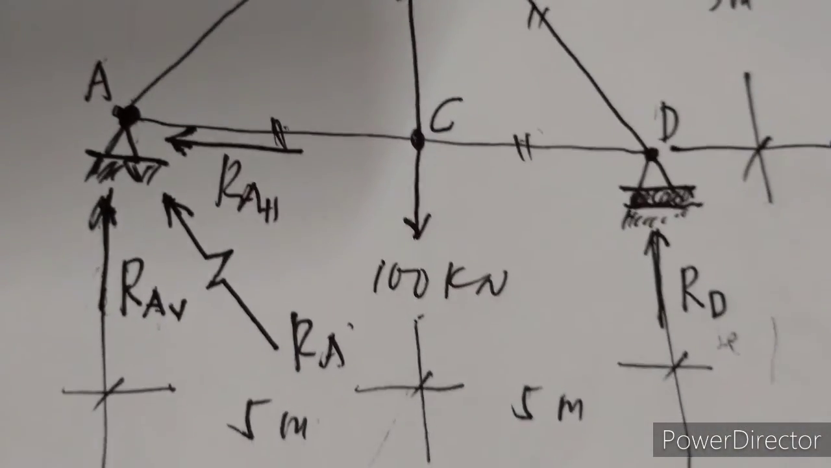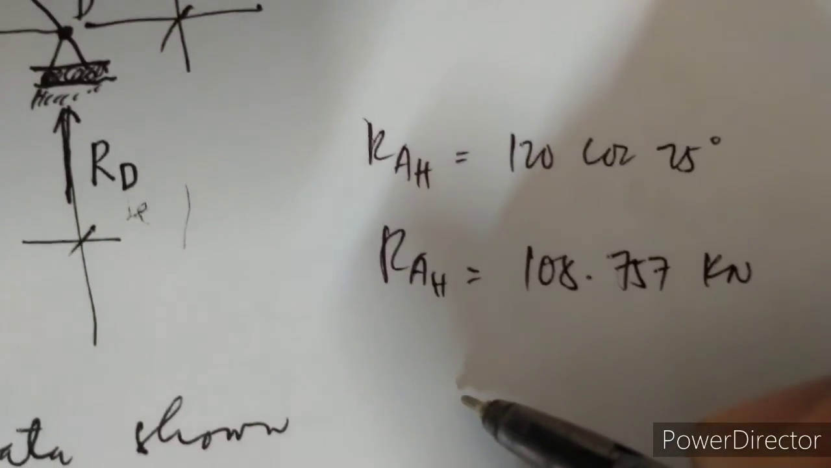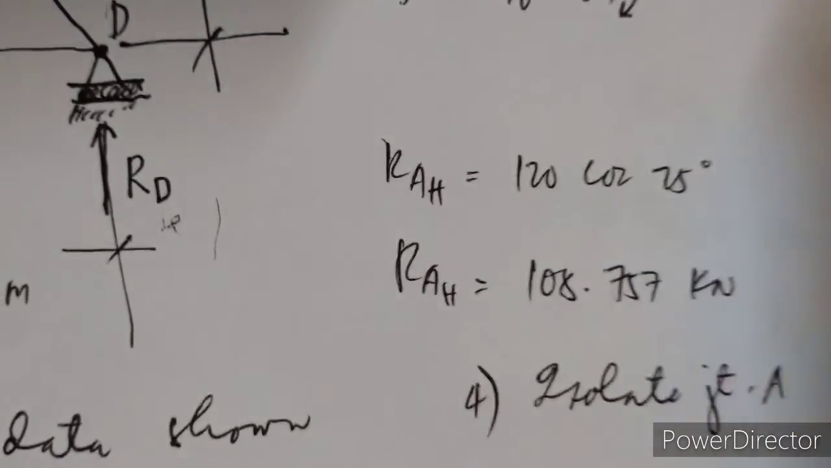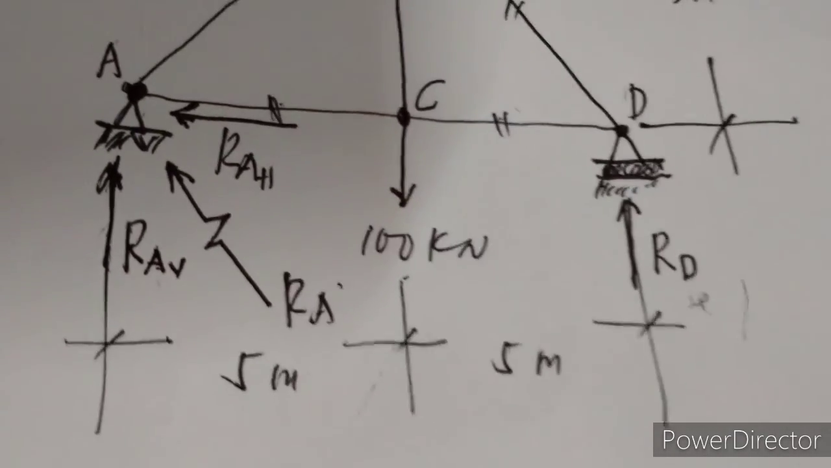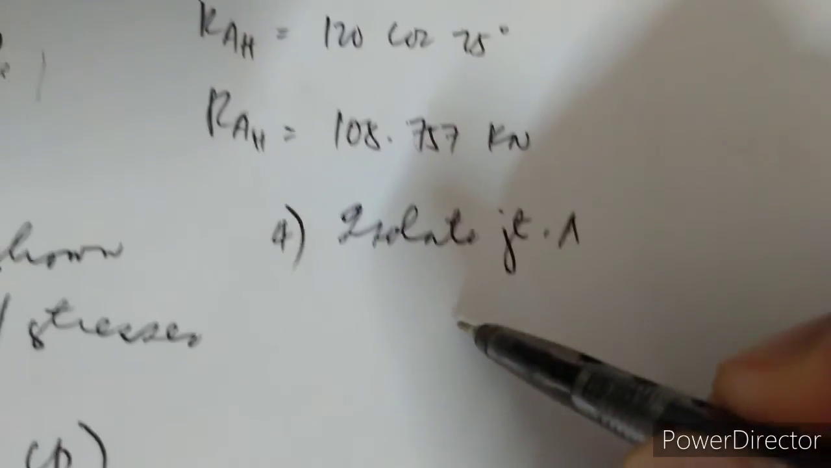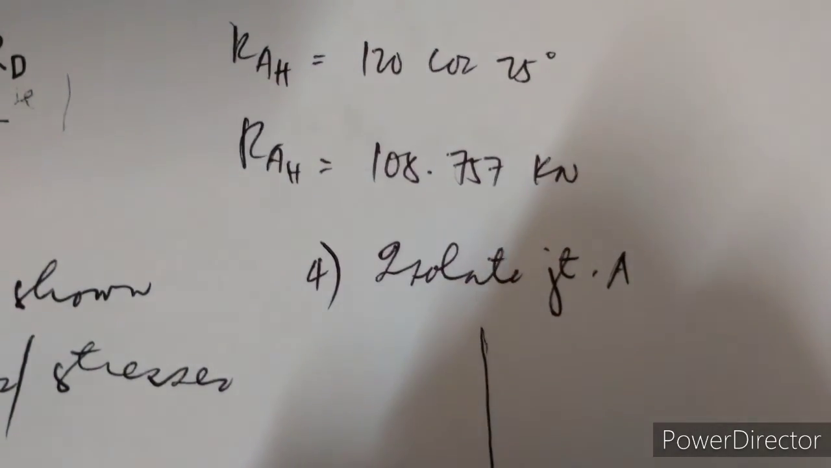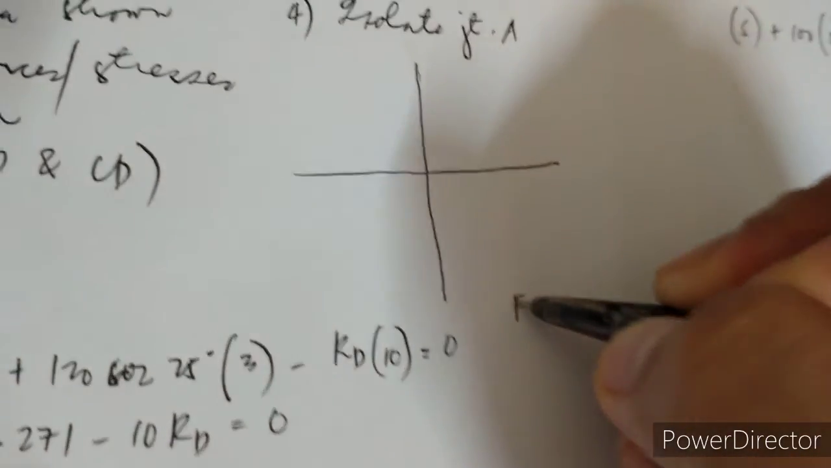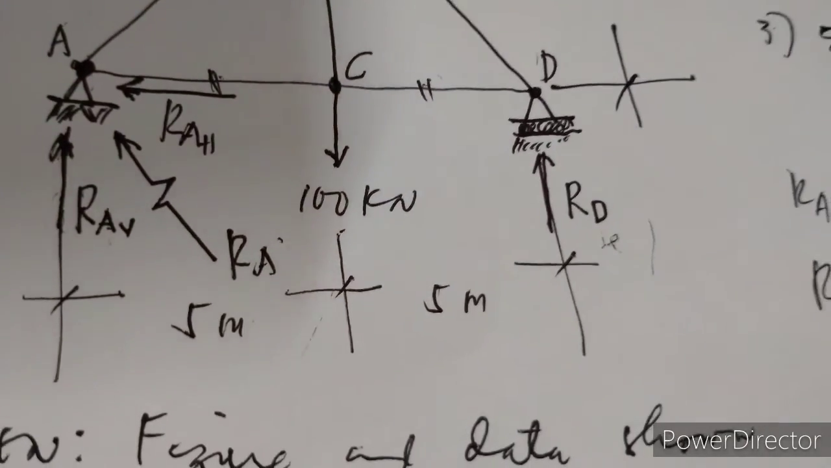So the next step is we are going to isolate joint A. In isolating joint A, the most important thing that you should keep in mind is the use of the rectangular coordinate system, or the Cartesian coordinate system, the x and y, for you to draw or illustrate the free body diagram of joint A. So we have the free body diagram, and this is joint A.